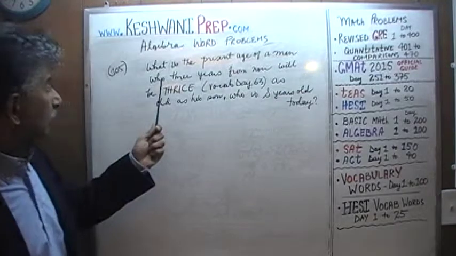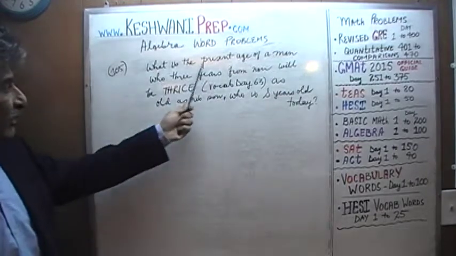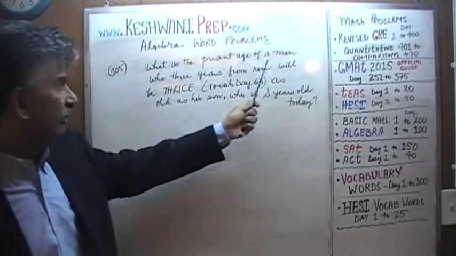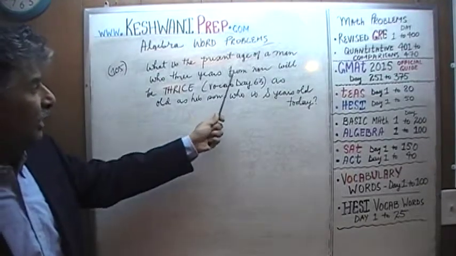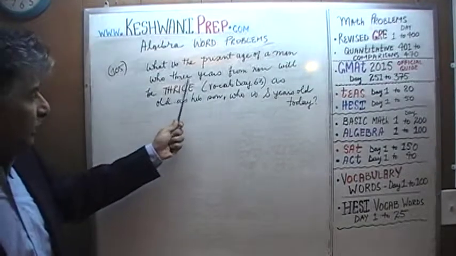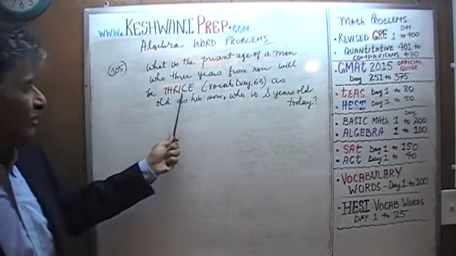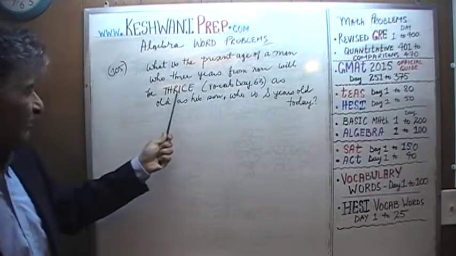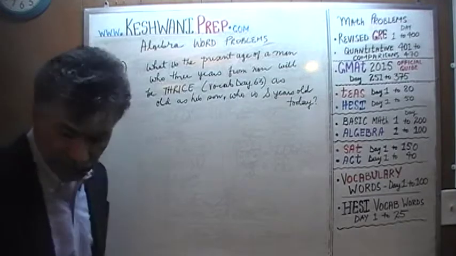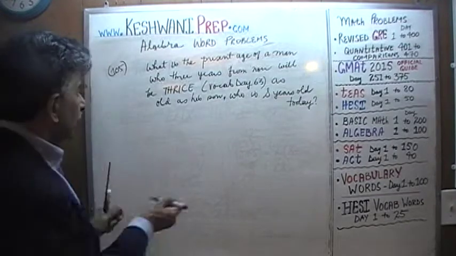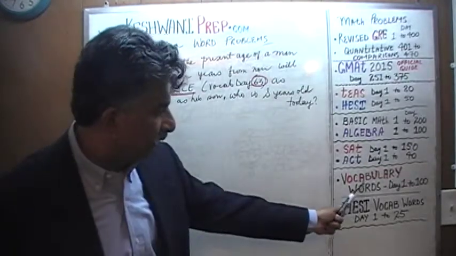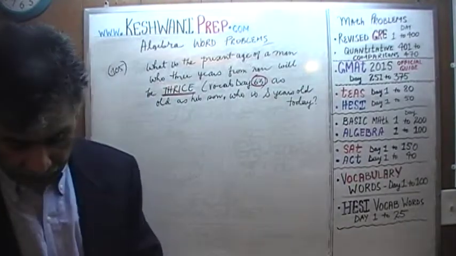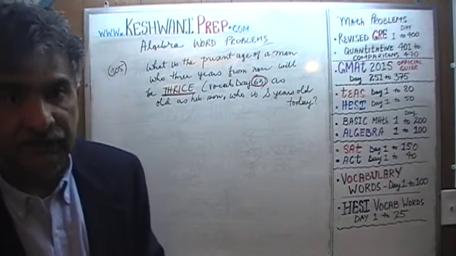We are being asked, what is the present age of a man who 3 years from now will be thrice as old as his son? Thrice as old, we learned the word thrice in our vocabulary lessons. In our vocabulary lesson on day number 63, we learned the word thrice, which is just a very fancy way of saying three times as old.